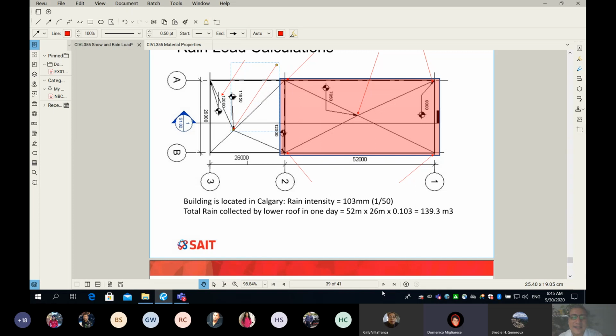So guys, here's the thing. You have to multiply the area of the roof. It's not super science. You multiply the area of the roof, and you can see the dimensions are here. Here is my first dimension, 52 meters, and here is my second dimension, 26 meters. If you just multiply 52 by 26, which is the dimension of the lower roof, by the rain intensity, you simply get this number, and this number is what the lower roof collects in one day, in that day.